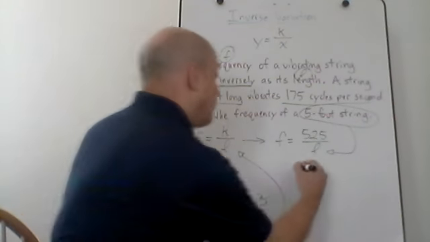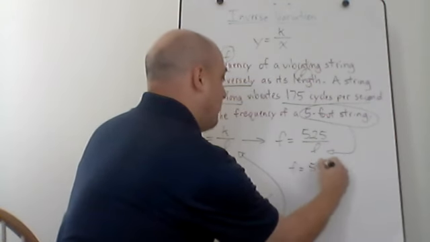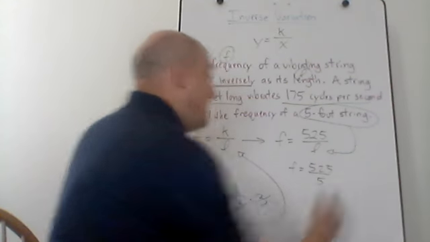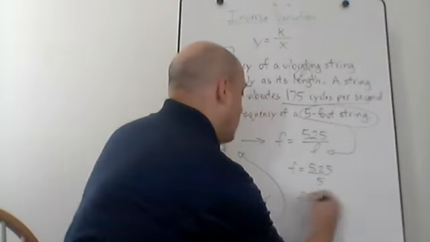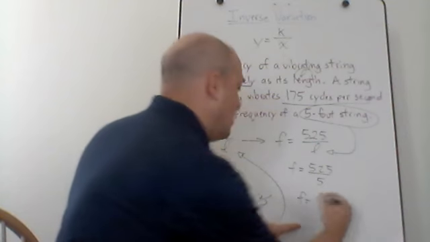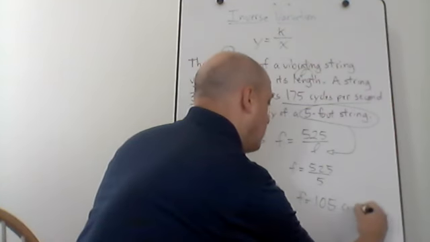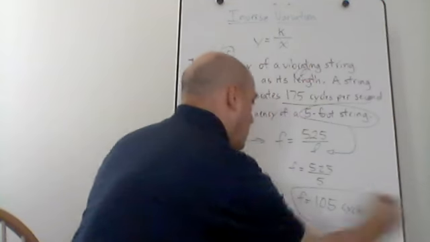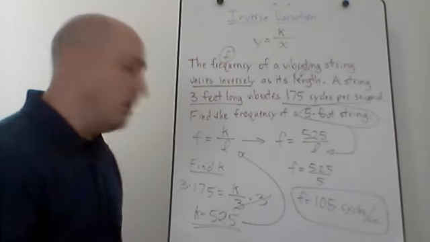So now that I've got my k and I have my equation set up, I have f equals 525 divided by the length of this string, which is 5 feet. So now I'm just going to have to do 525 divided by 5. So my frequency is going to be 105 cycles per second. That will be the frequency of a string that is 5 feet long.